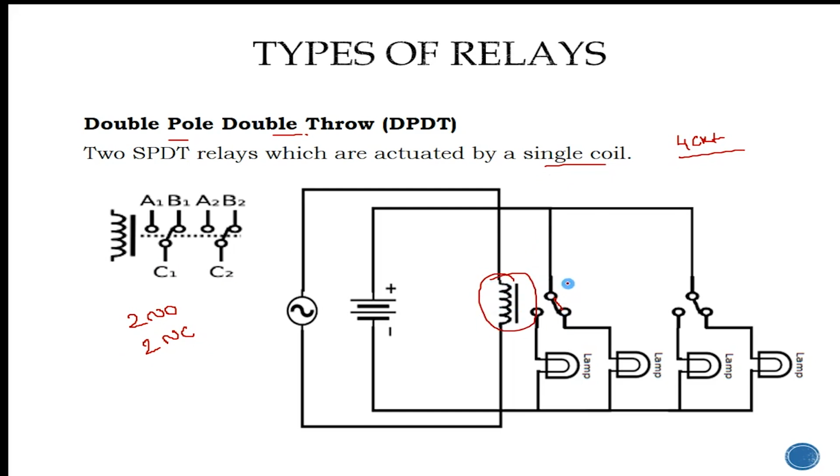Here I will name it as S1 switch and S2 switch. Lamp 1, lamp 2, lamp 3 and lamp 4. Initially, when switches are in the off state, then lamp 2 and lamp 4 will turn on because of this normally closed contact. Once you energize the signal, once you turn on your switch, then lamp 1 and lamp 3 will get on and lamp 2 and lamp 4 will be in off state.